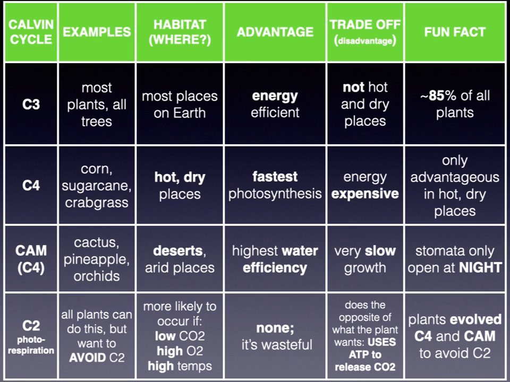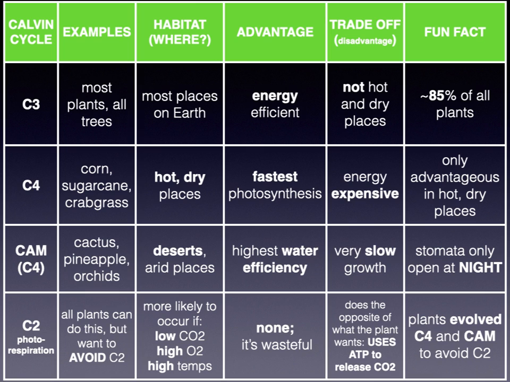CAM is a particular type of C4 plant that includes cactus, pineapple, orchids. Where are you going to find them? Deserts and really dry places. They have the highest water efficiency of all plants, but their trade-off is they can't grow fast at all. They are very slow growers. And their fun fact: the stomata are only open at night.